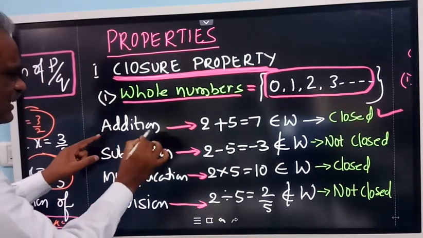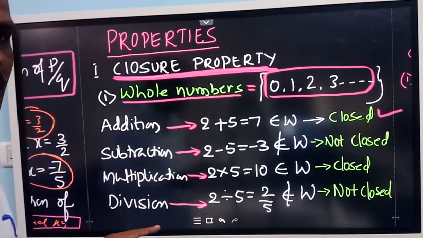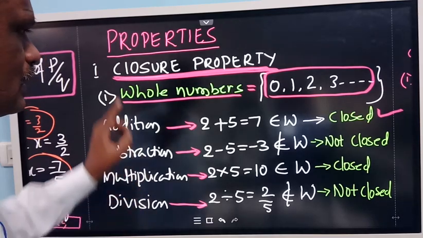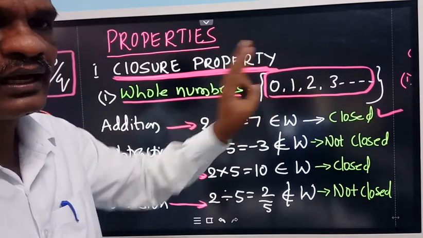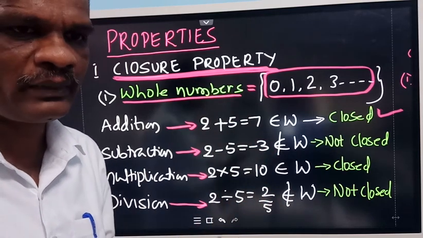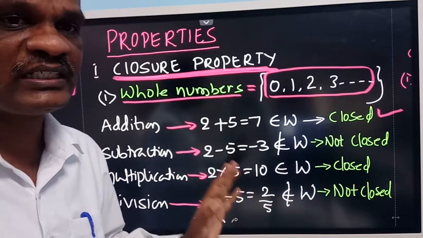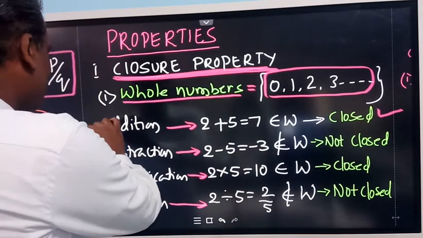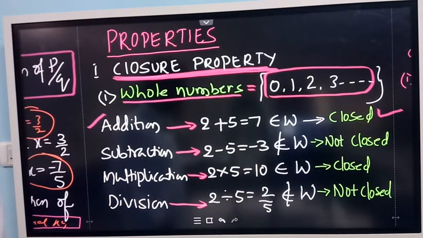That's why I have written addition. What is the operation that we have used here? Addition. So take any two whole numbers and add them. The result you are getting is also a whole number. Then we call it closed under addition. The first one we completed: whole numbers are closed under addition.